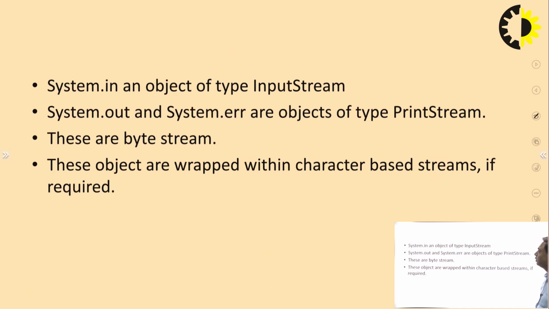Now System.in is an object of type InputStream. System.out and System.err are objects of type PrintStream. These are classes of byte stream. As mentioned, these objects are wrapped within character based streams. Now, very important: I told you that if you are using any character stream classes, basically it will be converted into byte stream. So when we create an object of a character stream, basically we are wrapping the object of the byte stream. We will see this in our program.